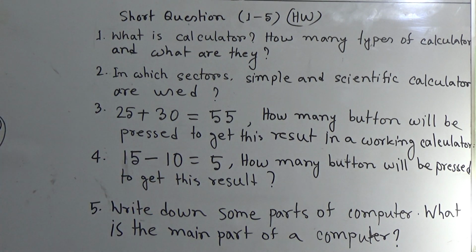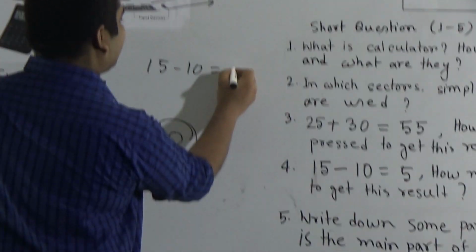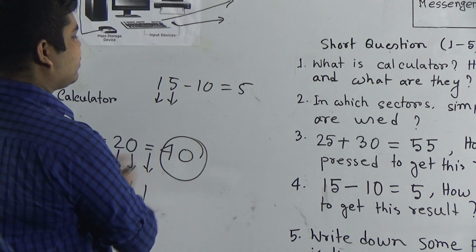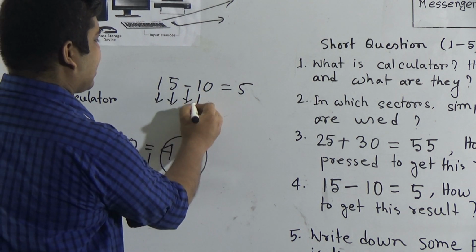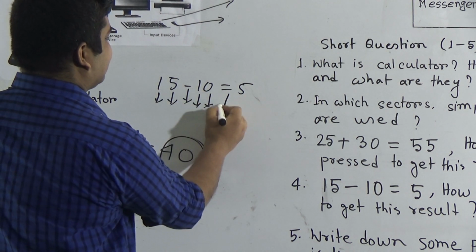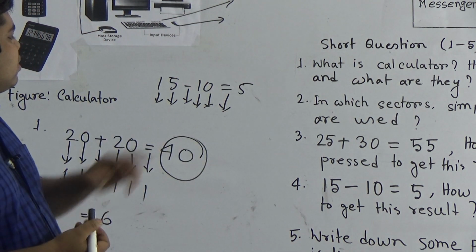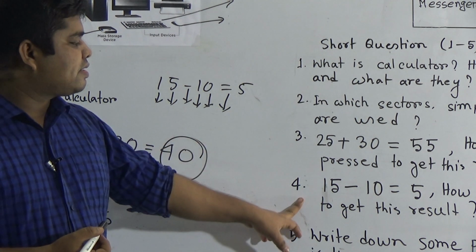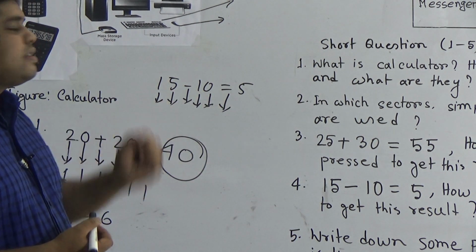That means 15 minus 10 equals 5. So this is one button, this is another button, this is another button, this is another button, this is another button, and this is another button. So 1, 2, 3, 4, 5 and 6. So to get this result we press 6 buttons.